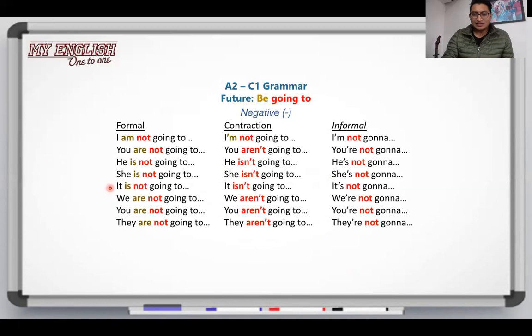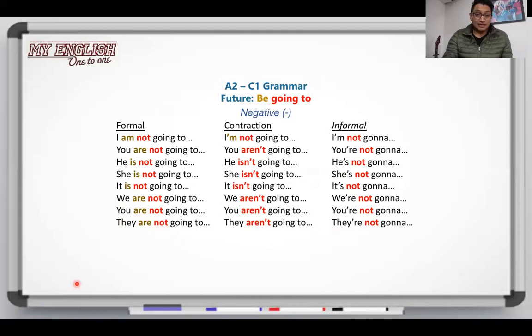It is not going to eat. It isn't going to eat. It's not gonna eat. We are not going to eat. We aren't going to eat. We're not gonna eat. You're not going to eat. You aren't going to eat. You're not gonna eat. They are not going to go. They aren't going to go. They're not gonna go.